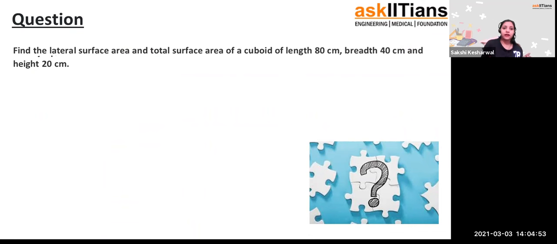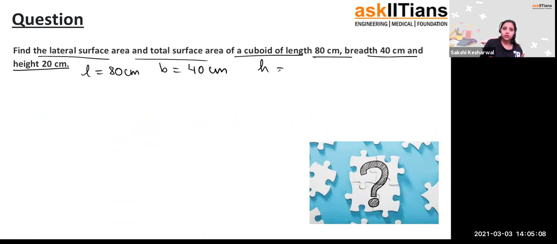Now it says, find the lateral surface area and the total surface area of the cuboid of length 80 centimeter, breadth 40 centimeter, and height 20 centimeter. So how do you write it? L is equal to 80 centimeter, breadth is equal to 40 centimeter, and height is equal to 20 centimeter, right?